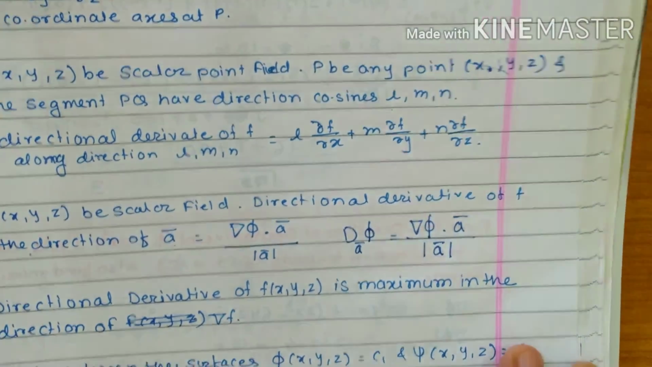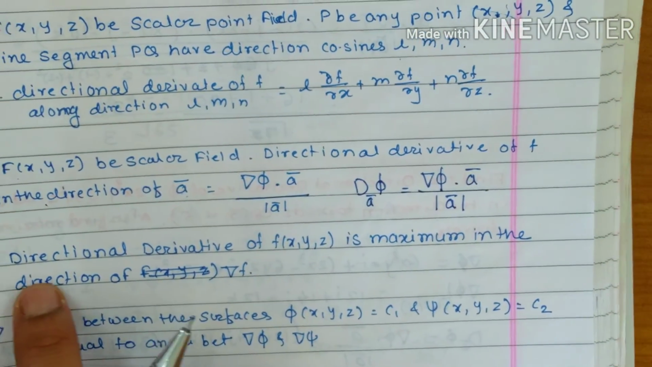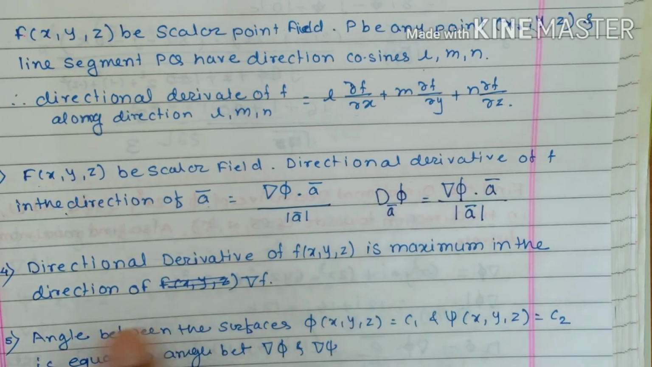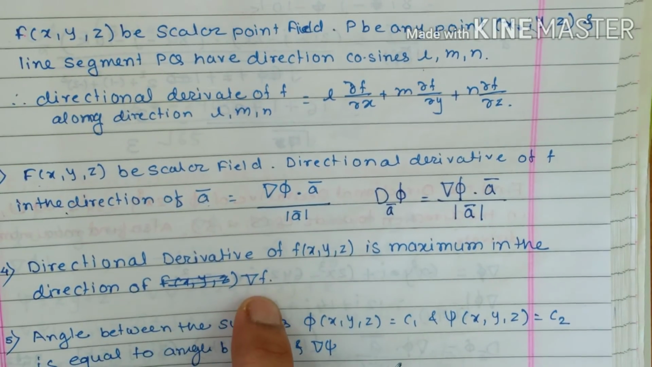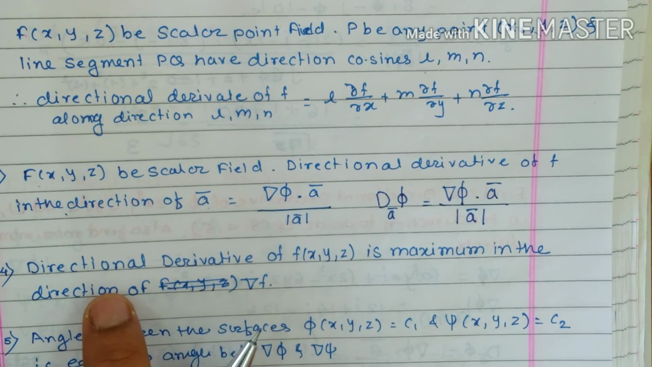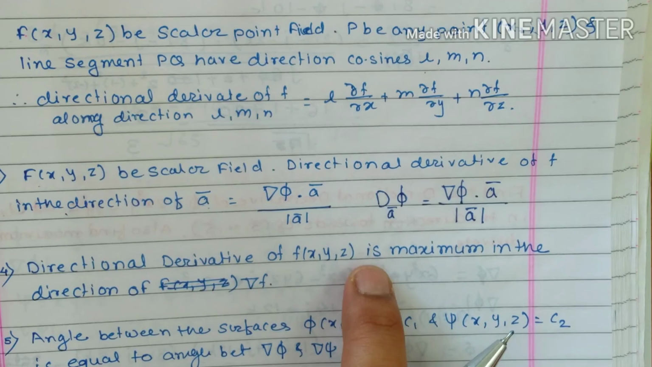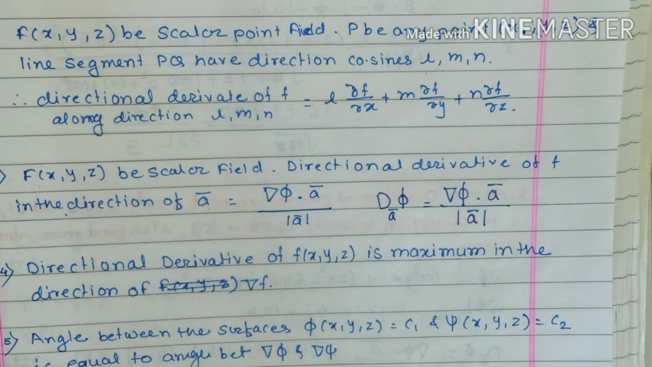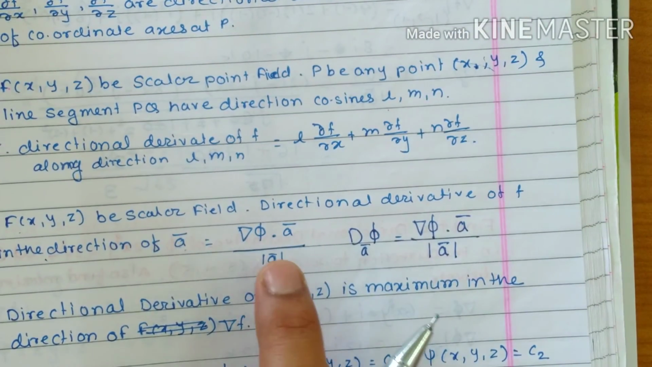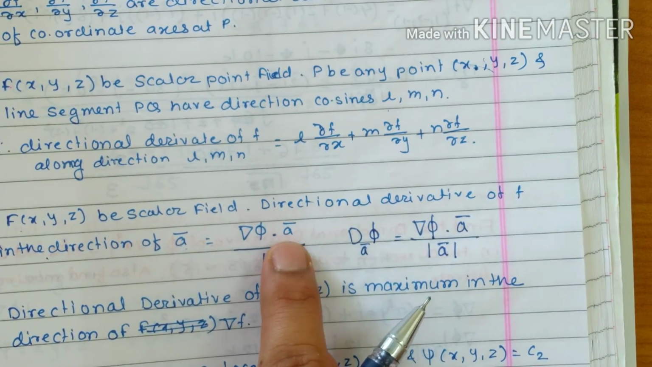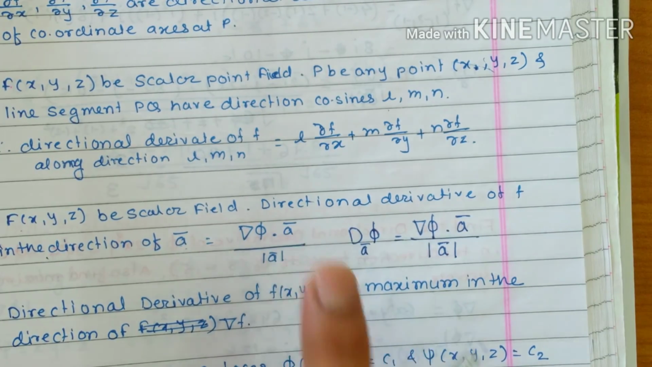Now there is one important remark. The directional derivative of f of x, y, z is maximum in the direction of the gradient of f. So sometimes you may get a question: our scalar point function is f of x, y, z, find the maximum value of the directional derivative. It's very simple. Use this formula, and instead of a bar, you take a bar as the gradient of f itself.